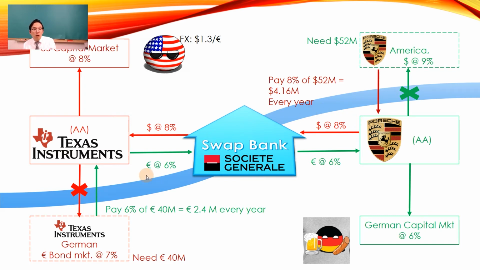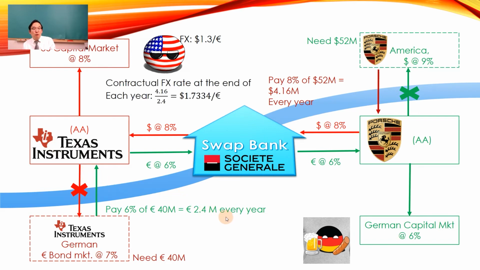Say for Texas Instruments, in the German bond market, they don't have to worry about it, but they just have to pay 6% of 40 million euros, which is 2.4 million every year. And that 6% payment goes through the swap bank and then reaches Porsche. And then Porsche America repays 8% of 52 million US dollars, which is 4.16 million US dollars every year. And that goes through the swap bank and then reaches Texas Instruments, swapping this interest payment obligation.